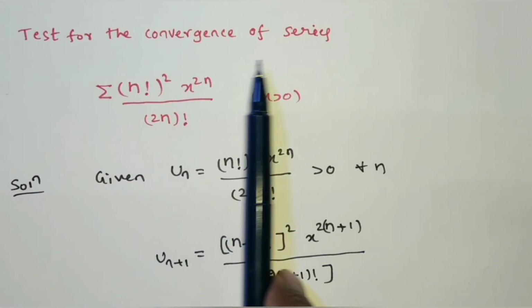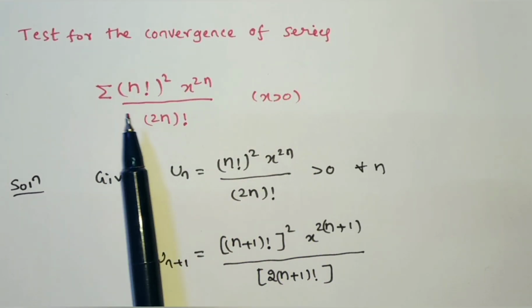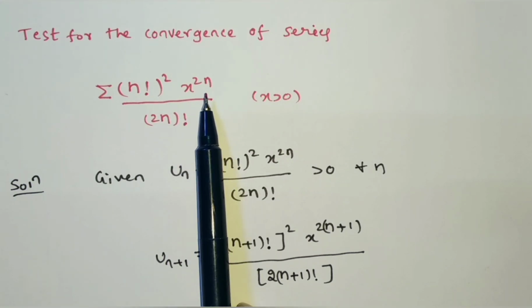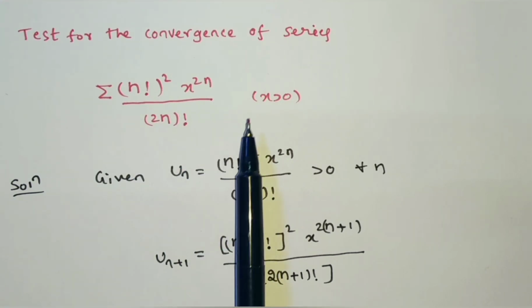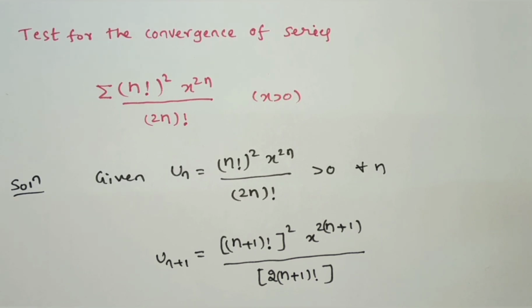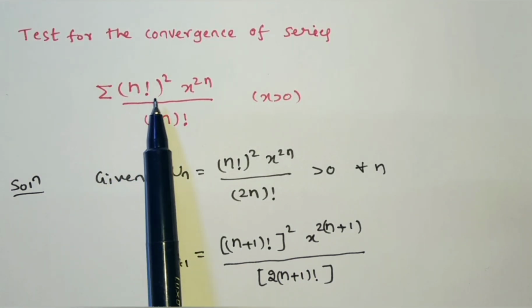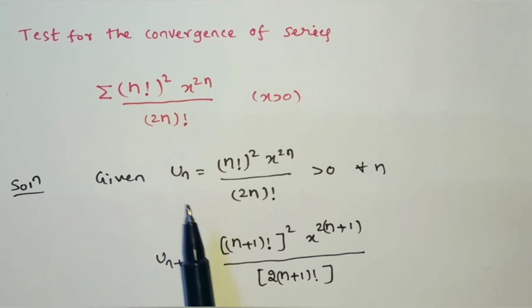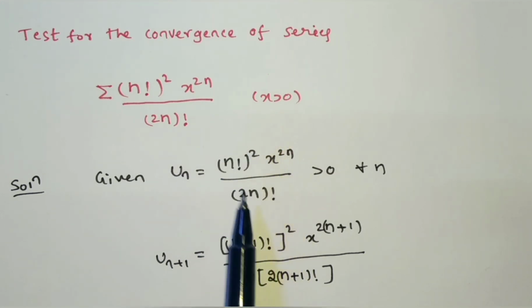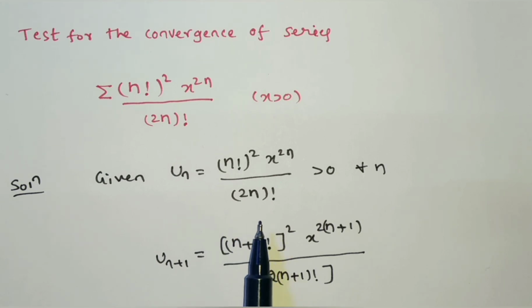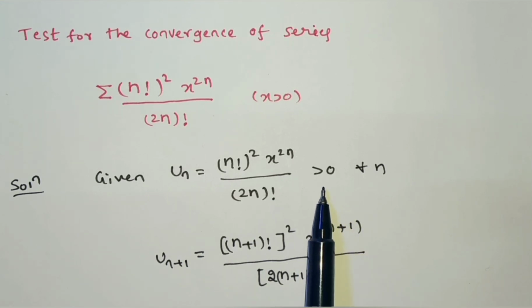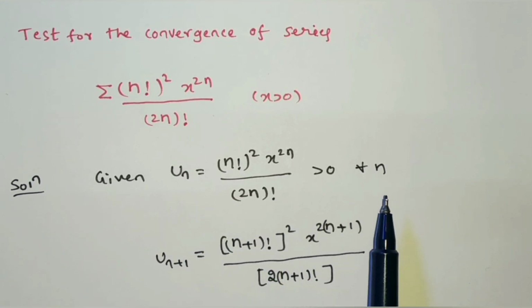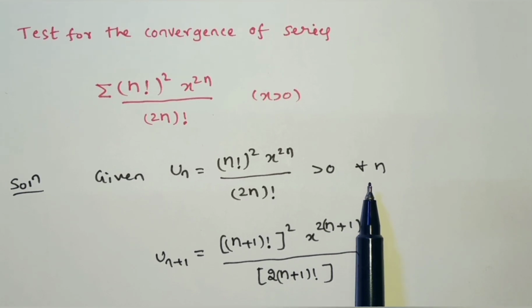Test for the convergence of the series summation n factorial whole square x to the power of 2n by 2n factorial, where x is greater than 0. You observe in the given series there is a factorial term and it contains the nth term. So we can consider this as un. Since x is greater than 0 and n factorial is greater than 0, 2n factorial is also greater than 0. So both numerator and denominator are greater than 0. Hence it is positive. So the given series is a series of positive terms for every value of n.